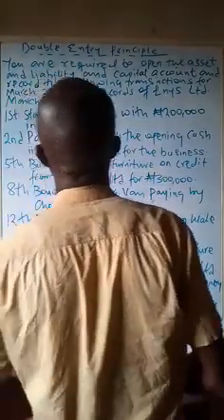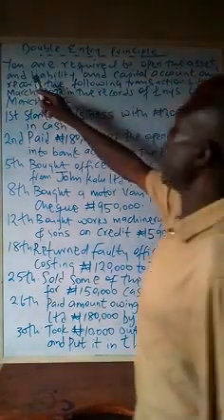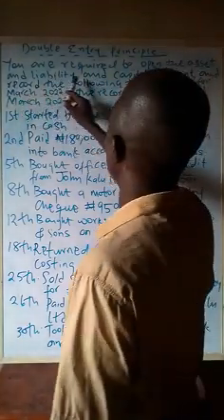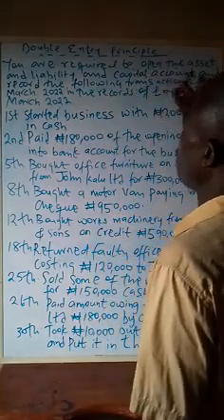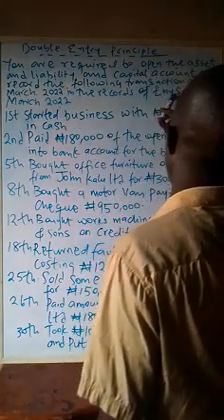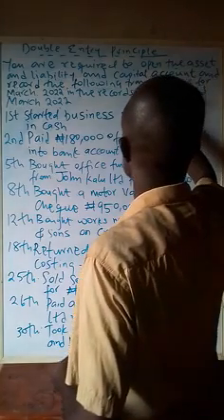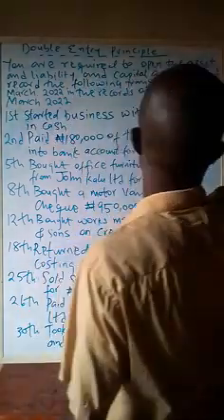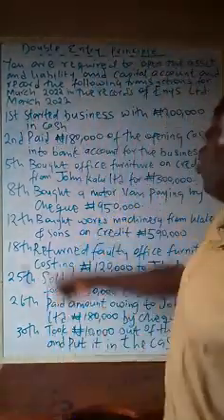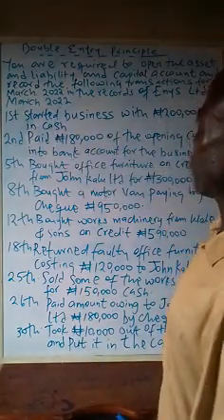The question says you are required to open the asset, liability and capital accounts and record the following transactions for March 2022 in the records of Ernest Limited. On the 1st of March 2022, started business with 200,000 naira in cash.